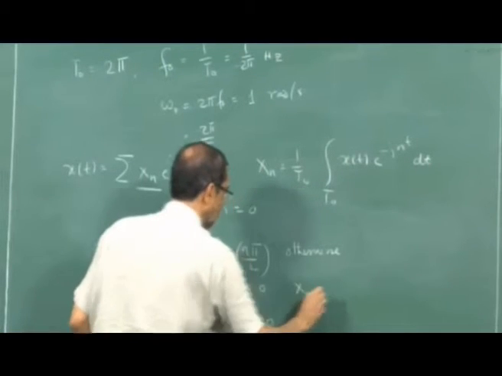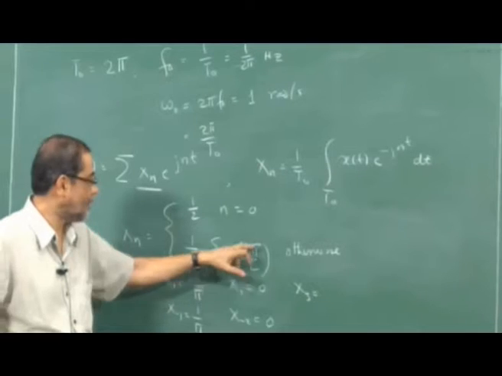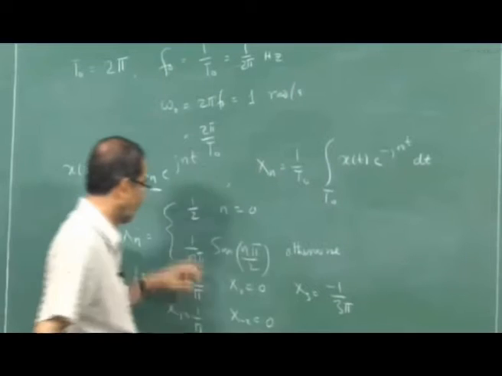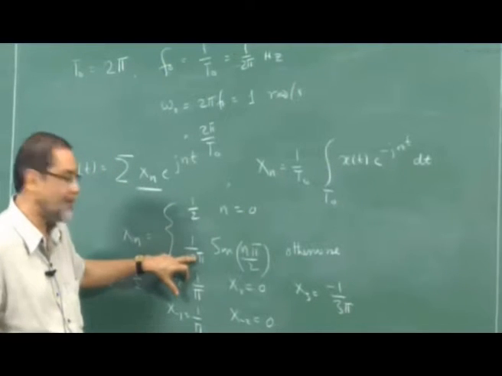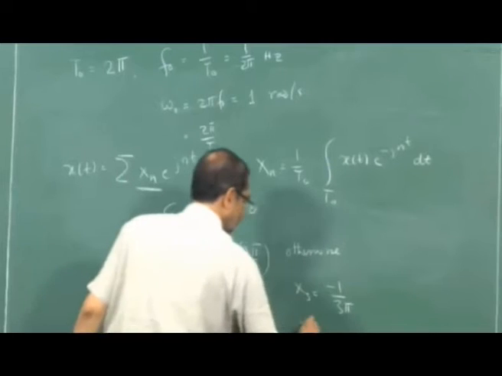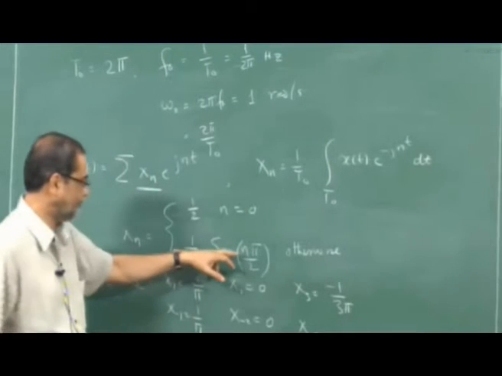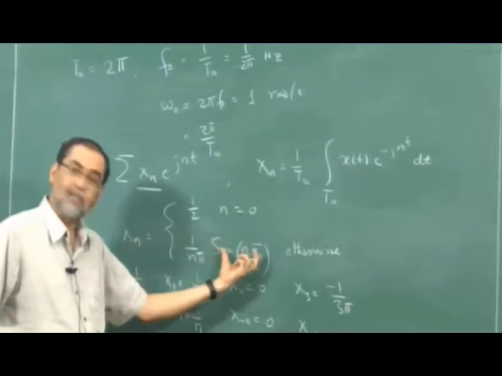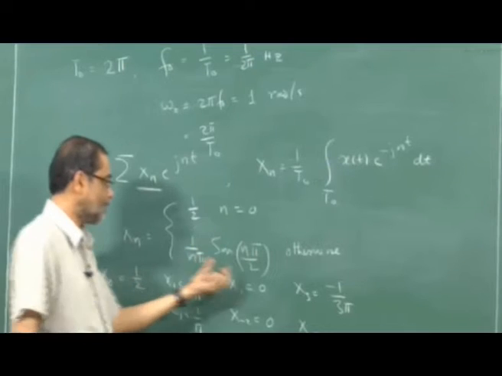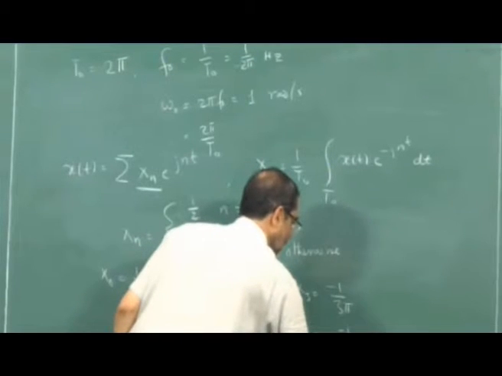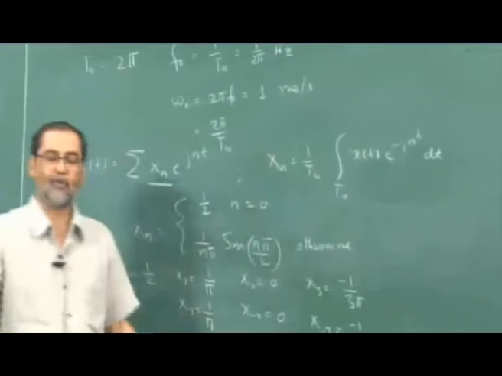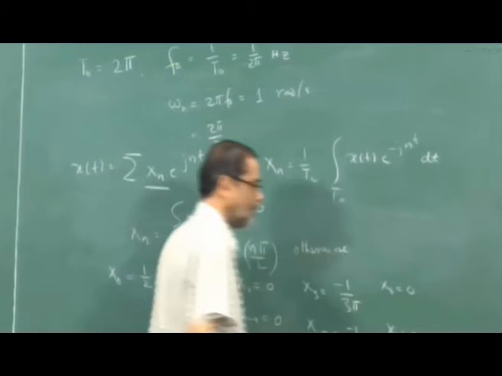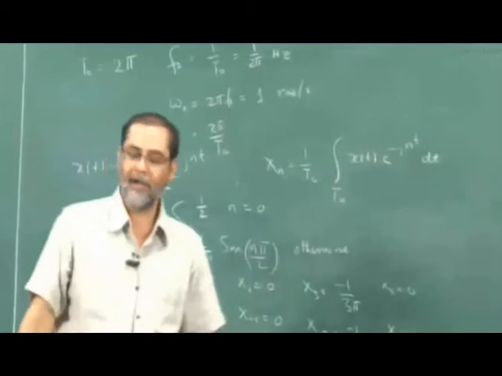For x3, substitute n equal to 3, sine 3 pi by 2 is minus 1, so it is minus 1 by 3 pi. And x of minus 3 is minus sine 3 pi by 2 over 3 pi, so that is minus 1 times minus 1, which becomes plus 1, so it is 1 by 3 pi, and so on. x4 is 0, x minus 4 is 0, and so on. So you can go on, adding them up.